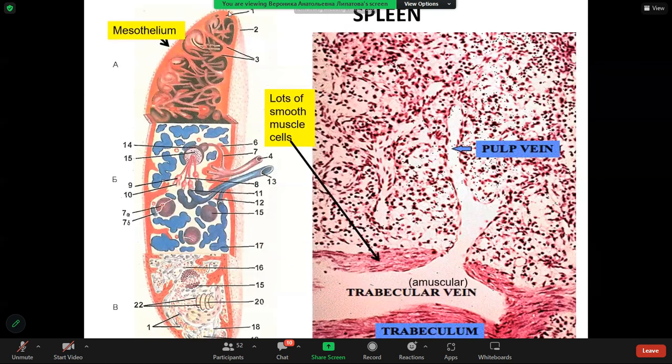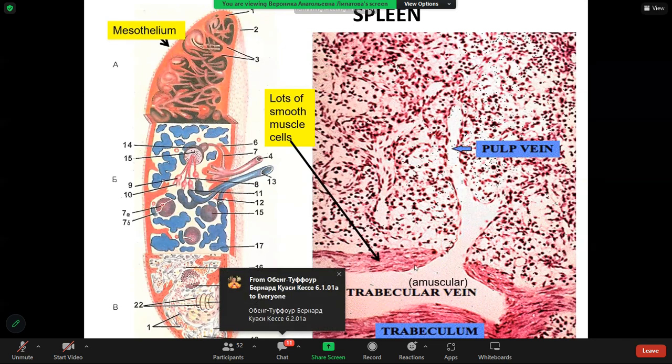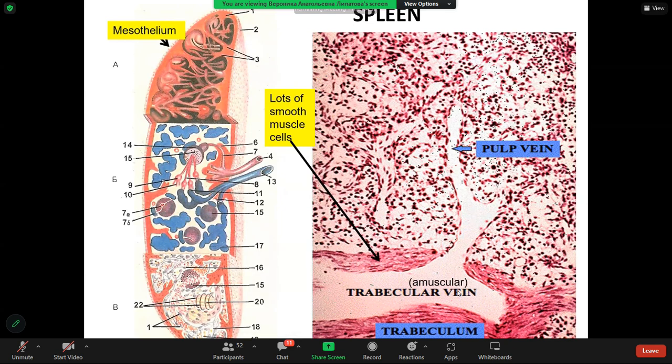What else is important? The spleen is covered with serosa. Serosa means mesothelium plus subserous loose connective tissue, and also very thick capsule and trabeculae, rich in smooth muscle cells in it. After this, intratrabecular veins are muscular without media in it.